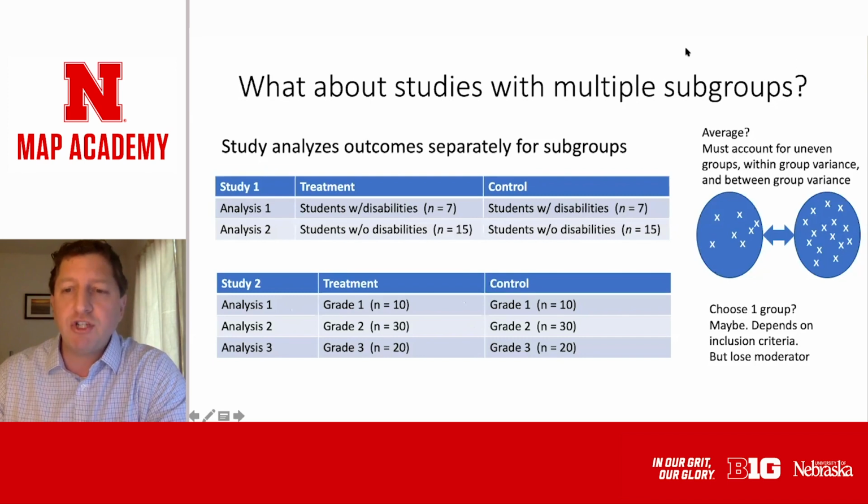Another option would be to choose one to examine. If we did that, could we do it? Sure, maybe we could, but it really depends on our inclusion criteria. Are we interested mostly in first grade students? Are we interested in outcomes for the third grade students? It really depends on what we're looking for. One drawback to selecting a single grade level here is that we would lose a potential moderator variable. We wouldn't be able to analyze potential differences between the grade levels anymore. And so that's an issue.